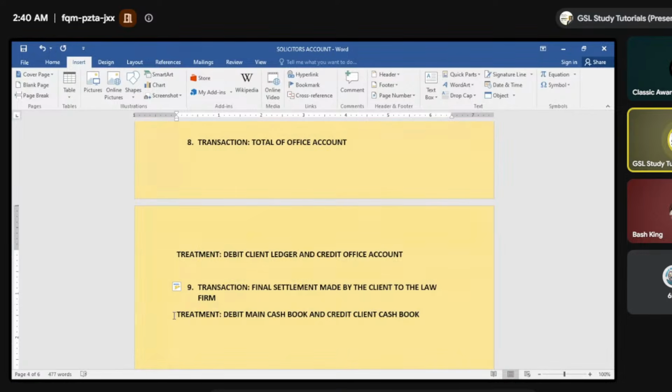I'm trying to understand some total of the office account. Are they making a relation to the closing entries? Solomon, I think that's in respect to the closing entries. Okay, so this one as well: fees charged by the law firm. You debit client's ledger account, and then you credit payments made on behalf of the firm from the client's own cash with the firm. We have that one here.